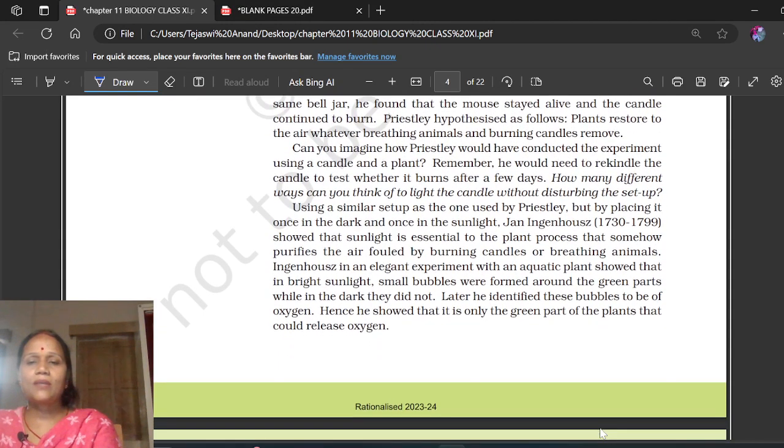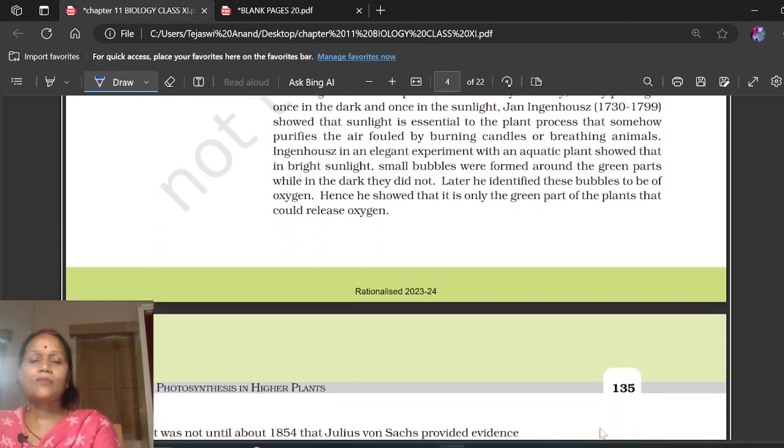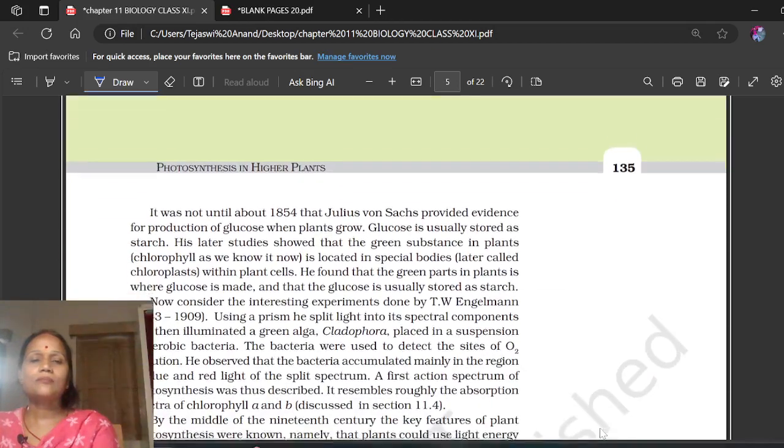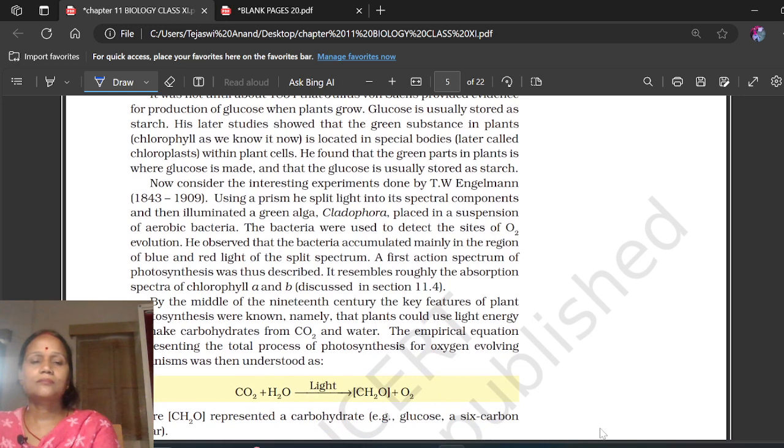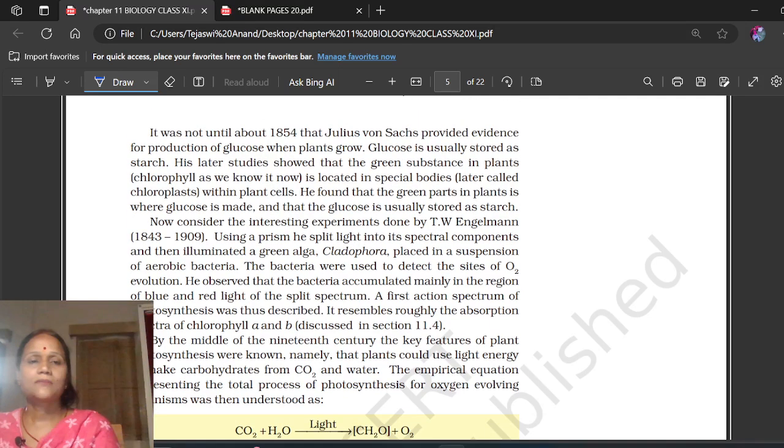Now we can go to the next experiment. We can see here that in 1854, Julius von Sachs. Understand that the names of the scientists are very important and all the students have to learn them.